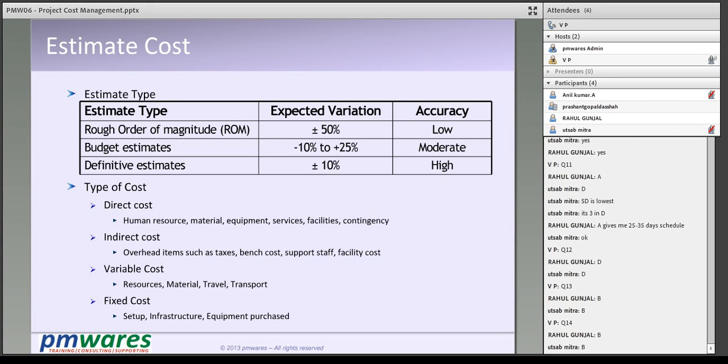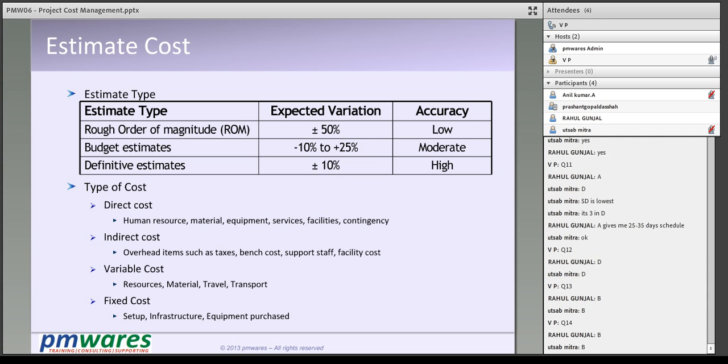When the project is starting, or in the planning phase, we create a budget estimate, which is normally not as varying as rough order of magnitude, but they are also varying considerably, and therefore the accuracy is moderate. And the third type is definitive, when we have started the project, we have planned everything, we know much more about the project. Even then, because they are estimates, they may still vary, and so it will go plus minus 10%, and the accuracy level is high.